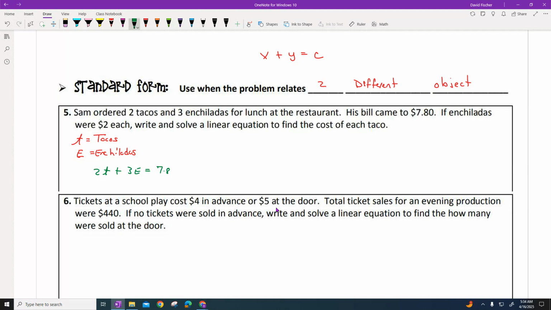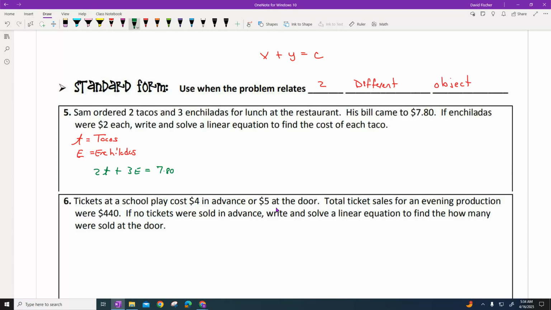Okay. I was just looking at that. We're trying to find out how much a taco costs. So that's why it's good, I guess, to read the question all the way through. It says, write and solve the linear equation for the cost of each taco. Alright, so they had to tell us something. They said the enchiladas were $2. So I'm going to put that $2 right there where the E goes. So now let's go right.